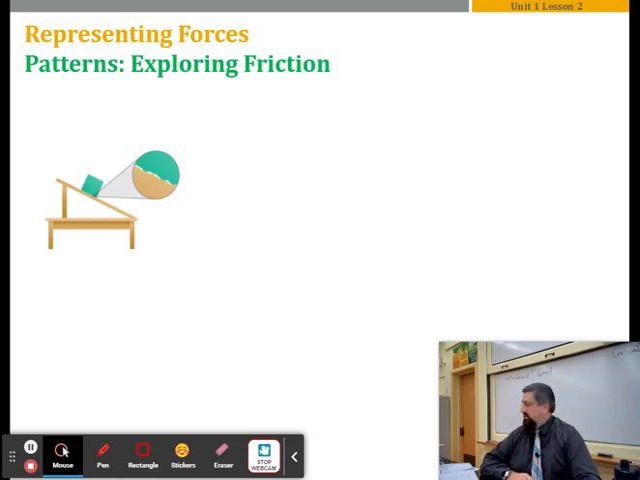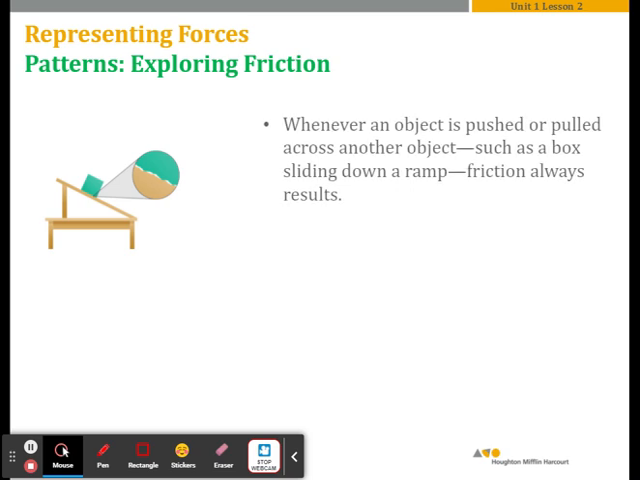Let's look at the notes for Lesson 2, Exploration 2, which is about connecting force and motion. We're going to start with recognizing some patterns from the previous exploration. We finished with an experiment where we tested different materials and saw how the type of material would affect friction. Friction is a force.